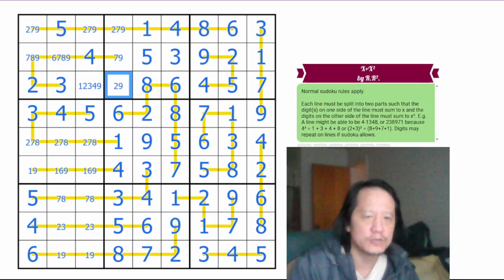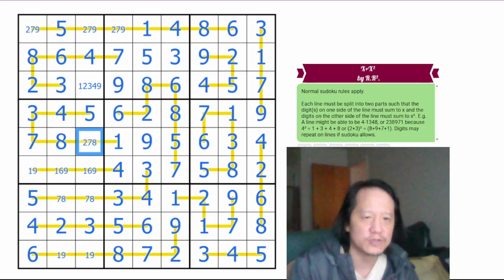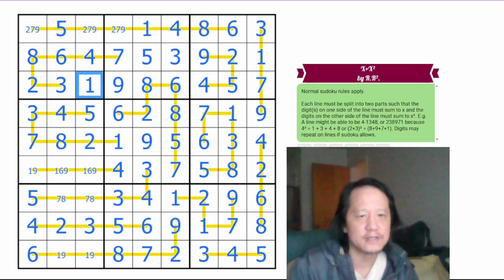2 eliminates 2 here, so this is 9, which makes that 7. This can't be 7 or 9, it's 8, which forces this to be 6. 2 eliminates 2 here. 3 eliminates 3 here, so that's 2 and 3. This can't be 2 or 8, so it's 7. This can't be 2 or 7, so it's 8. This can't be 7 or 8, it's 2. This has to be a 1 left.